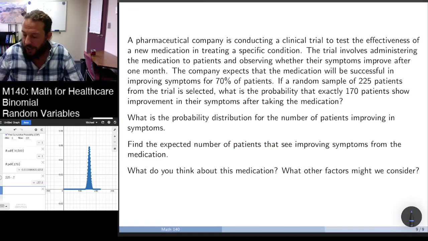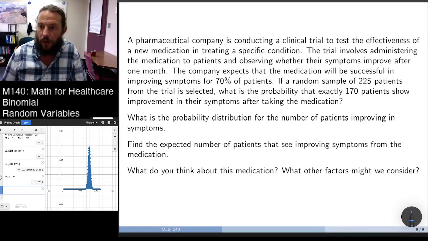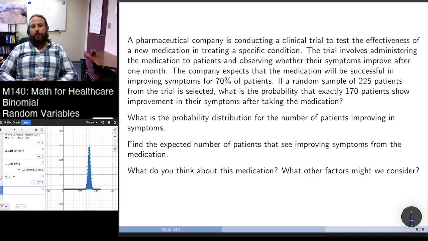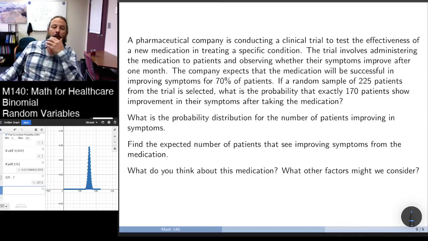What do we think about this medication, and what other factors might we consider? I'll let you think about that a minute. Remember, hit pause, go ahead and think about it, maybe write some things down. As far as me, if I saw a medication like this, it's pretty good. 70% is pretty high. But I think other factors are important to consider.